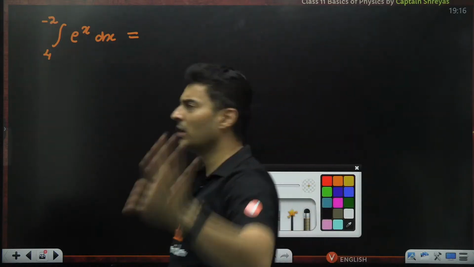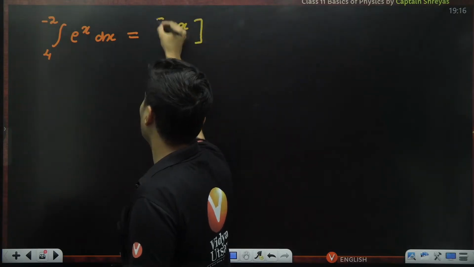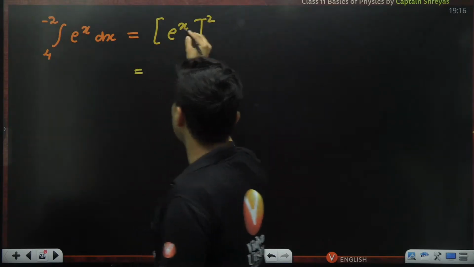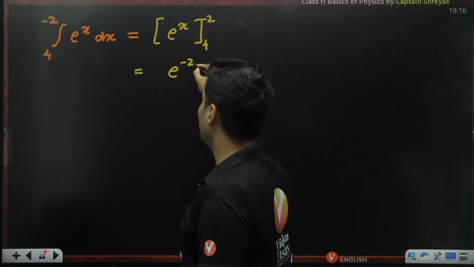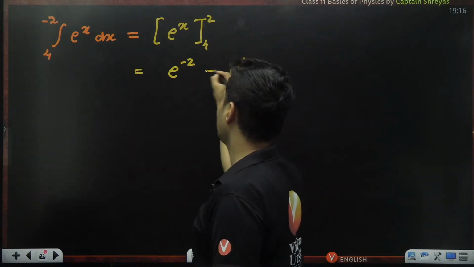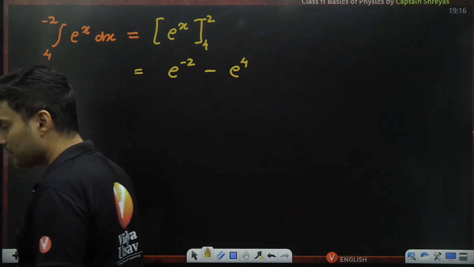Forget the limits, just do the normal integration. e raised to x's integration is e raised to x only, sir. Okay, good. 4 over here and negative 2 over here. So instead of x, put the limit 4, and then subtract, instead of x, put negative 2.